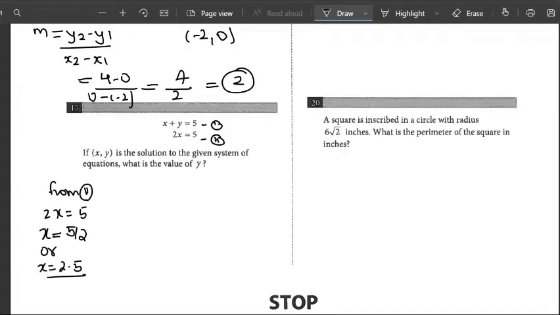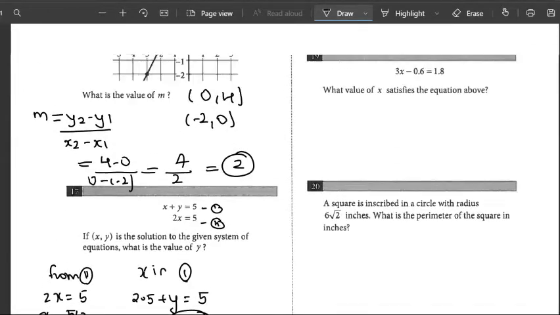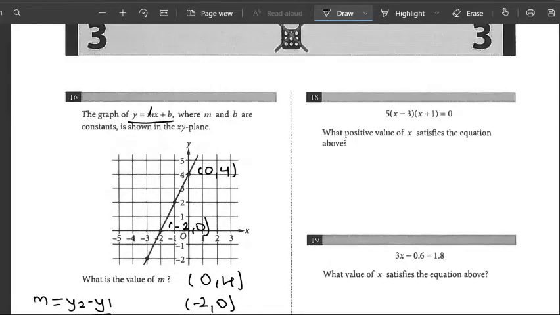Now let's put x in equation 1. We'll get 2.5 plus y is equal to 5, so y is equal to 2.5, which is our answer. And we can check this by putting x and y in equation 1. You'll get 2.5 plus 2.5, which is equal to 5, so that's correct. Let's look at the 18th question now.